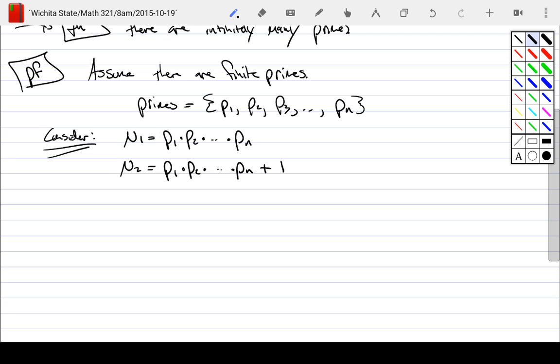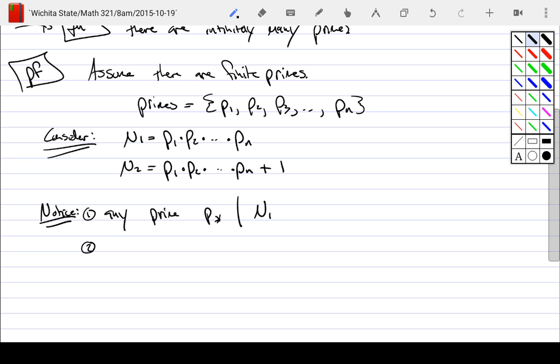In particular, that first one's rather easy. It's a composite. I took all the primes and multiplied, so it's obviously a composite number. Now, not only is it a composite, I notice that any prime, let's call it P star, divides n1. What does it mean to divide? That means it's a factor of. For n1, are all of the primes a factor of this number? Yes.